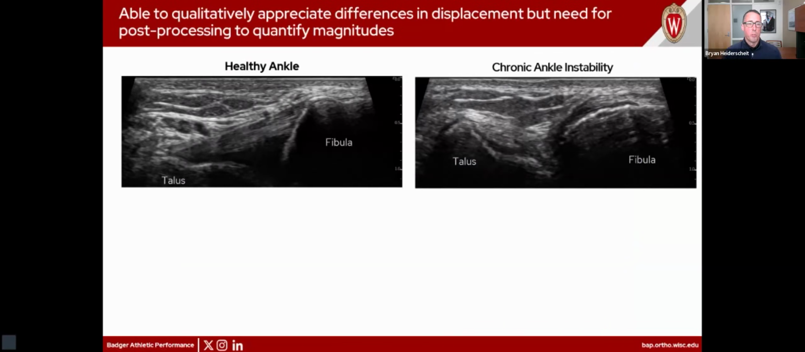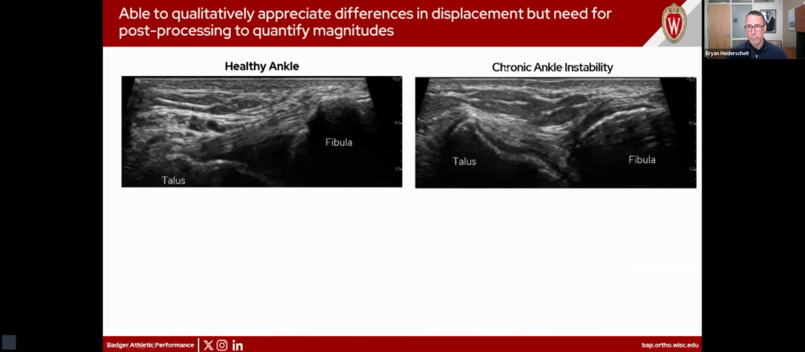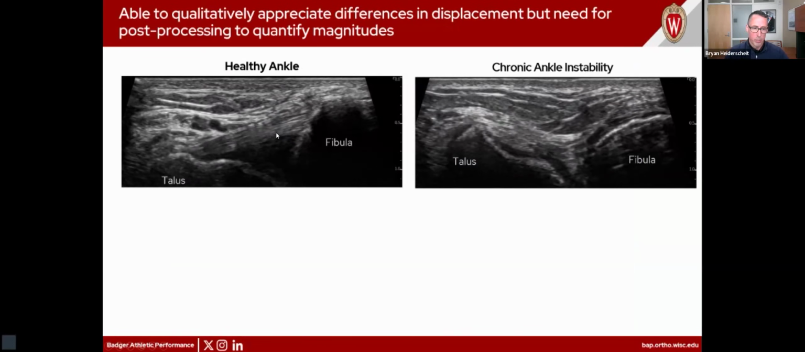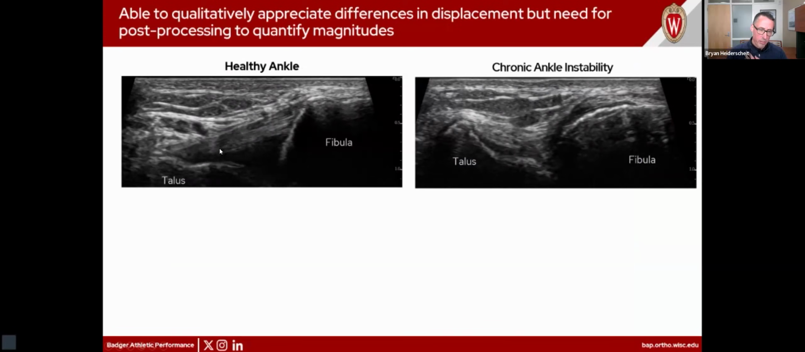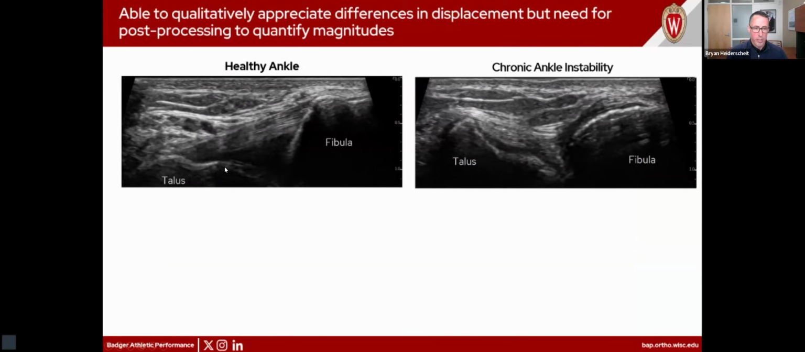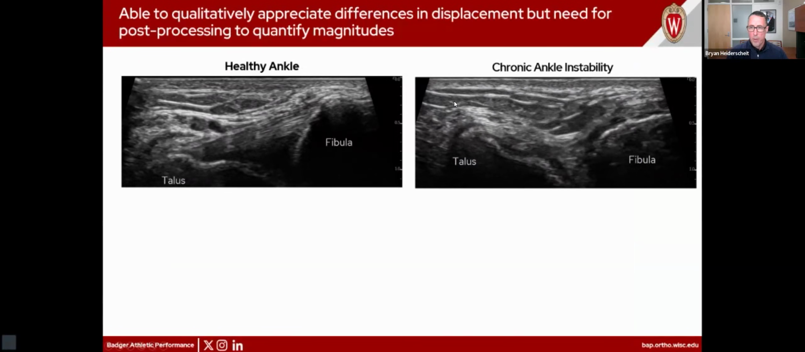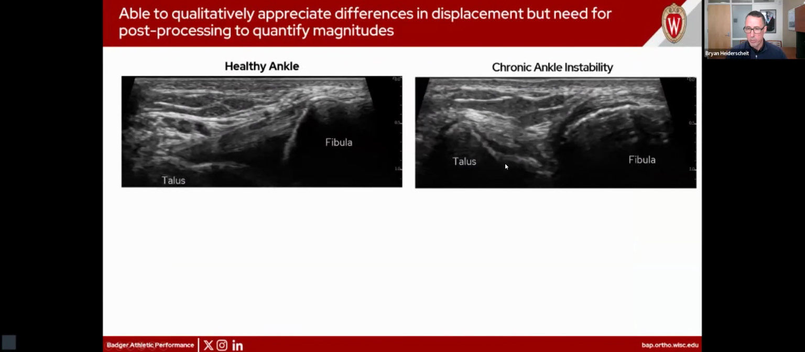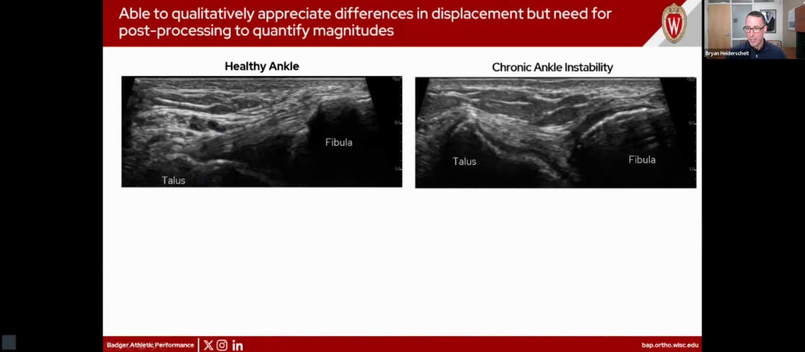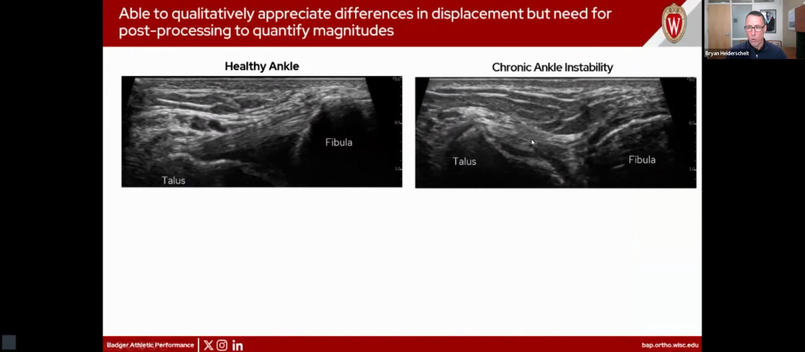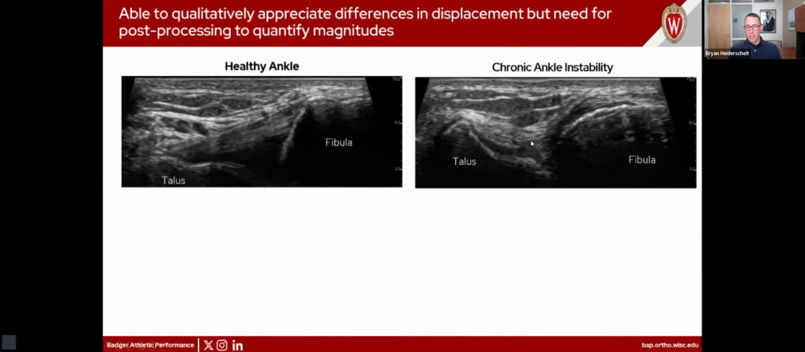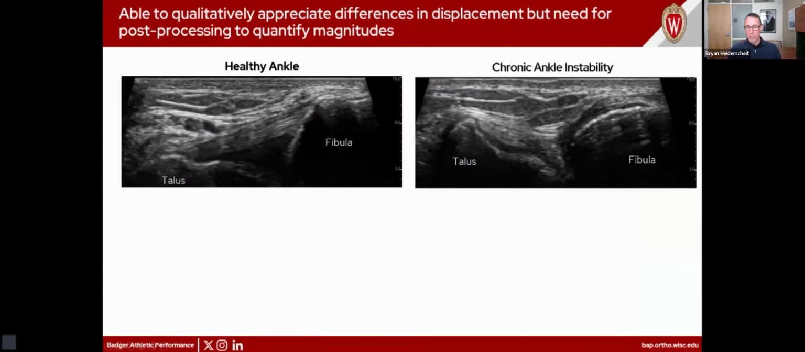All right, so what does this look like between individuals who have a healthy ankle and those with chronic ankle instability? So here's our healthy ankle cine loop on the left. Again, you have the talus and the fibula, and you can see the intact ATFL versus the chronic ankle instability. Here's your talus, here's your fibula, and you can see a whole lot more movement happening on that video, that cine loop on the right.